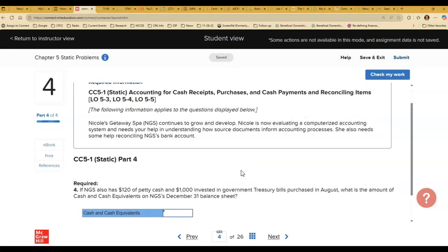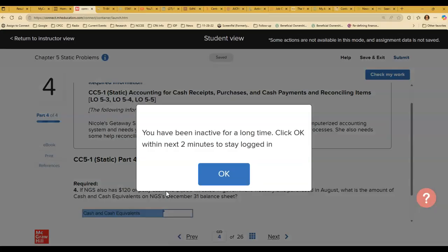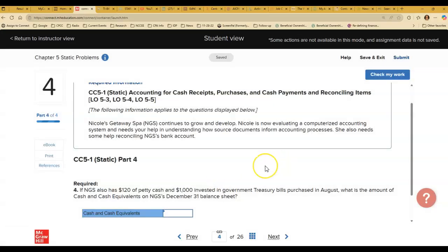Now remember, we're still on cash. Okay? So if Nicole's Getaway Spa also had $120 of petty cash. Now remember what petty cash is. So let's talk about this. Petty cash is basically a small amount of currency that we're keeping in-house.